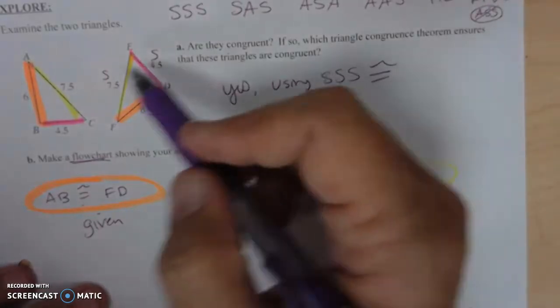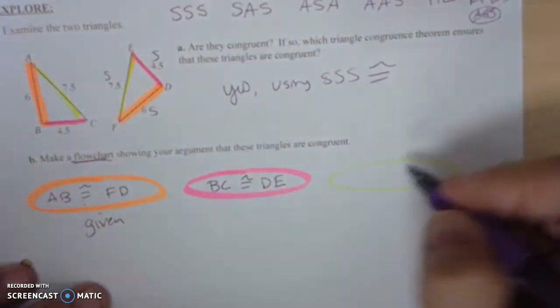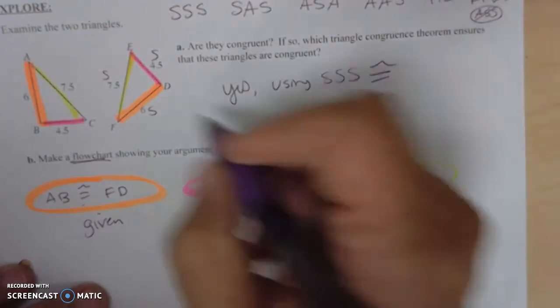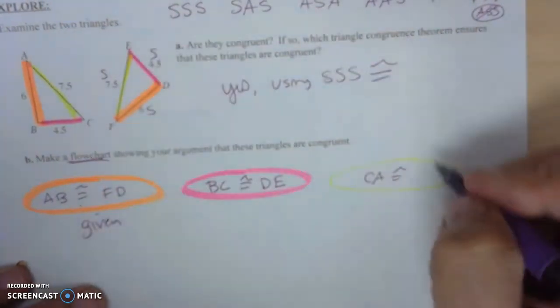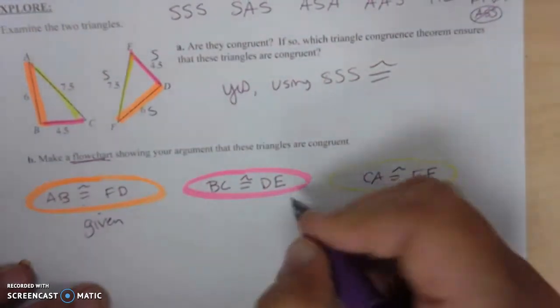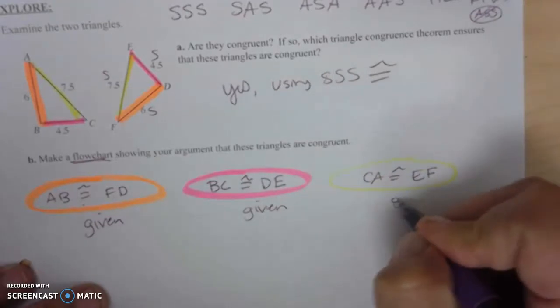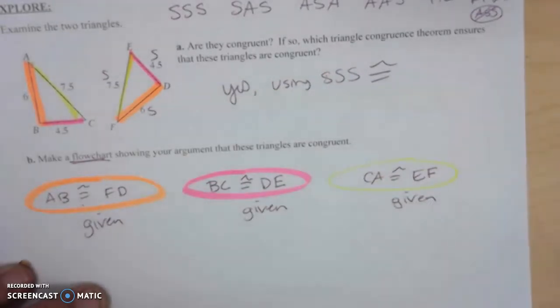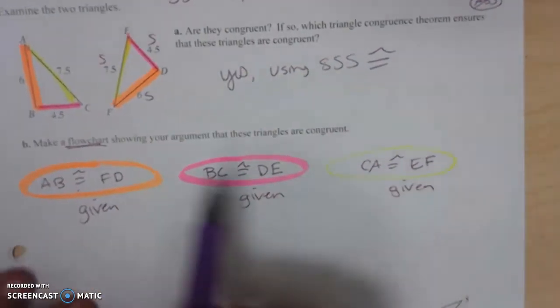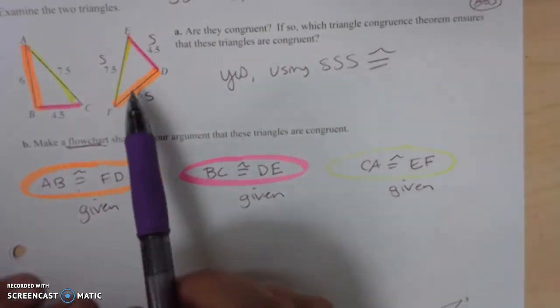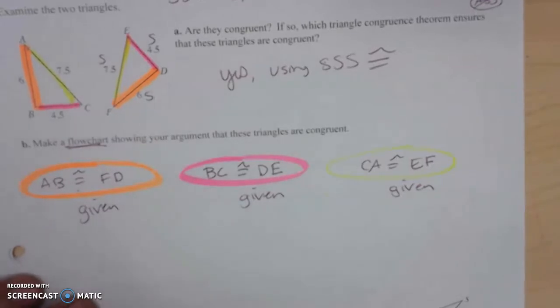And then our yellow piece was CA. CA is congruent to EF. And how do we know those were congruent? I'm sorry, they were all given to us. Given. That's going to be a very useful piece of information because I didn't have to calculate anything. I didn't have to prove anything. I was just told that those lengths were the same as the other.